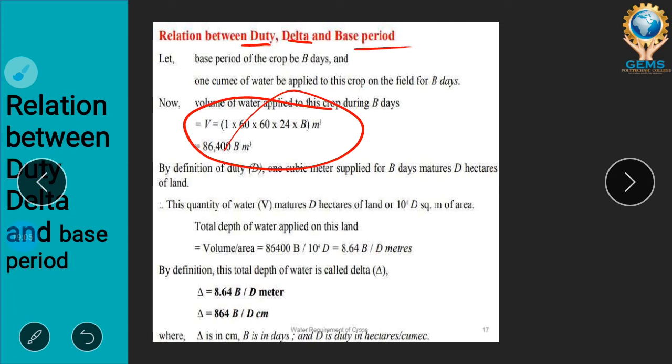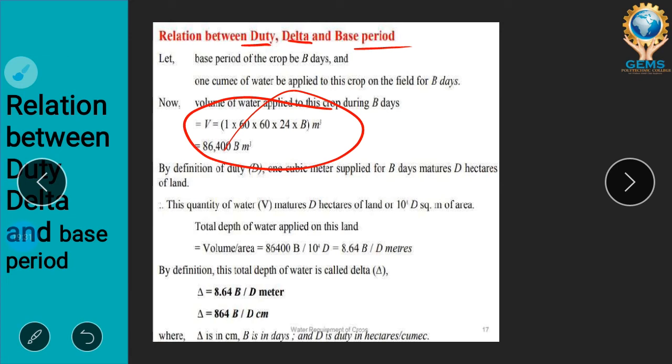So by the definition of duty, 1 cubic meter supplied for B days measures D hectares of land. How much? D hectares of land. So the quantity of water that measures D hectares of land is 10 to the power 4 D square meter of area. So the total depth of water required on the land is volume upon area. How much area is to be cultivated? That is volume upon area. We have already found the volume.